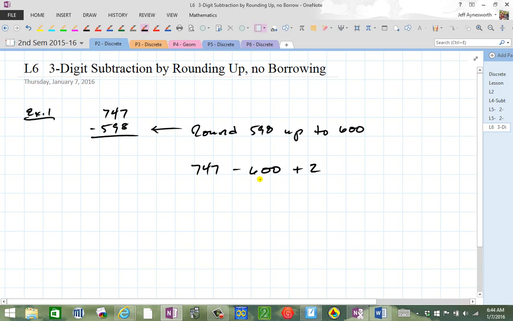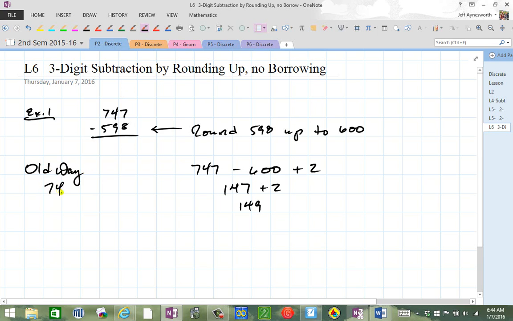Now, 700 minus 600 is 100. Look from left to right, in the hundreds. 700 minus 600 is 100, but you also have that 47 there. So 747 minus 600 is 147, and then you simply add 2 to get 149. Notice that doesn't take any borrowing or any fancy mathematics. Very, very simple method.